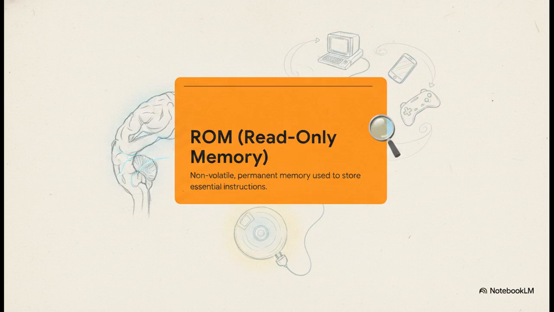This brilliantly illustrates how devices keep their foundational programming safe from being forgotten. ROM is a type of non-volatile permanent memory used specifically to store those essential instructions in your electronics. And non-volatile is really just an engineering term meaning that when you pull the plug, the data stays exactly where it is. It doesn't disappear. It essentially acts as the brainstem for your devices.